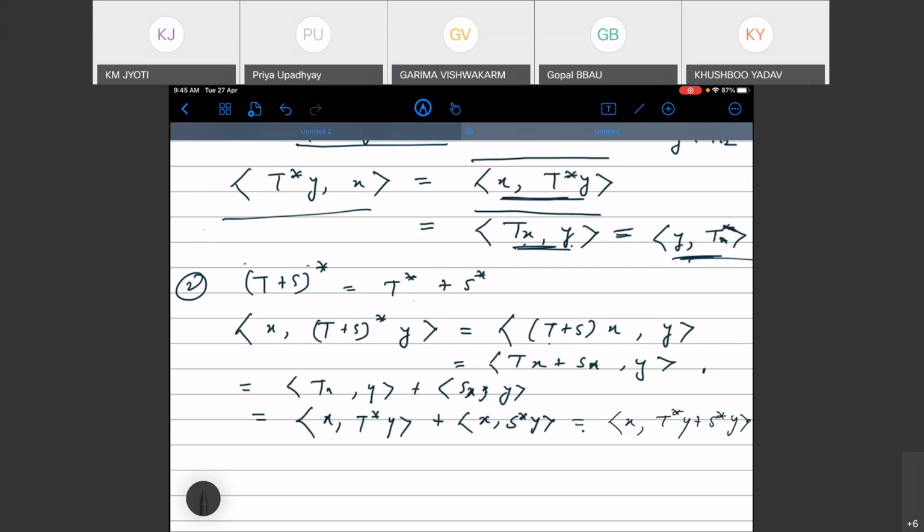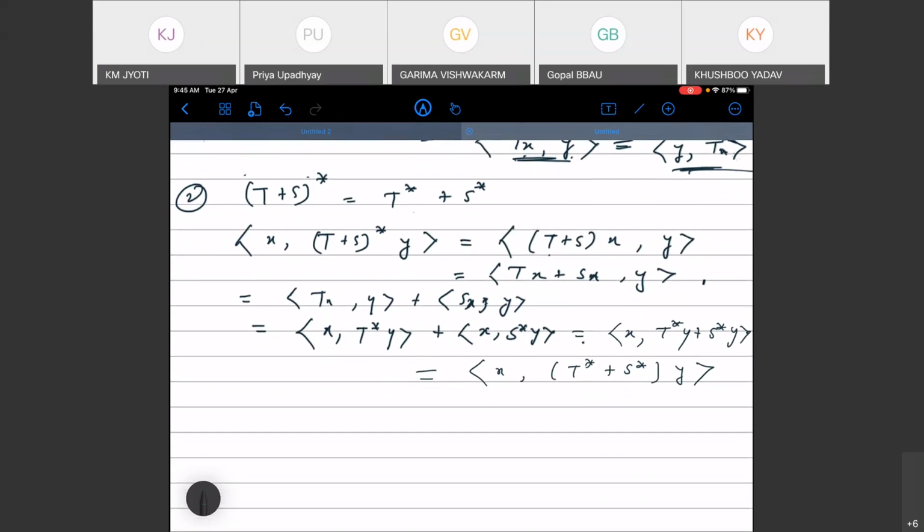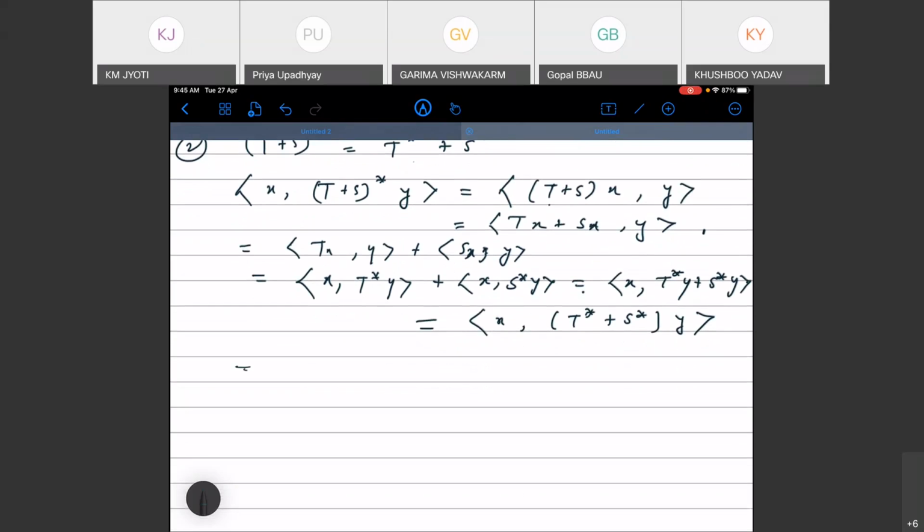Okay, so this is nothing but x comma (T star plus S star) y. ठीक है ना? So this gives (T plus S) star equal to T star plus S star. Okay, do you get this? समझ में आया ना? Yes, sir.